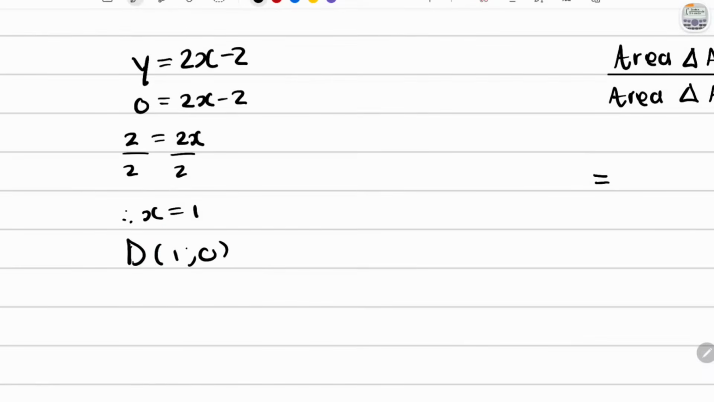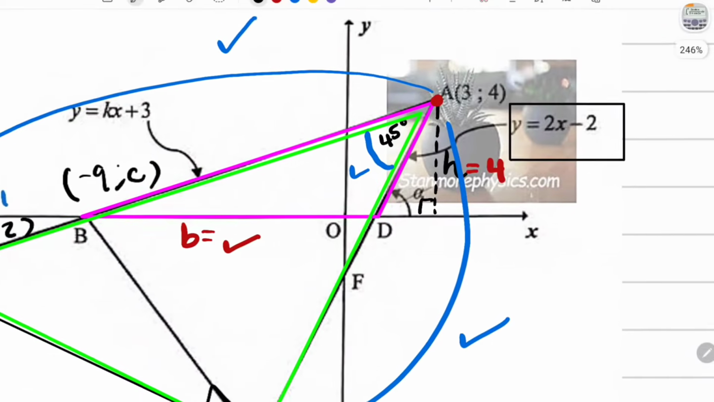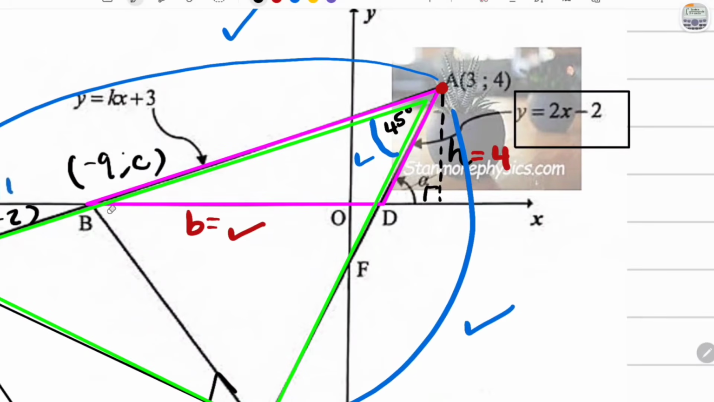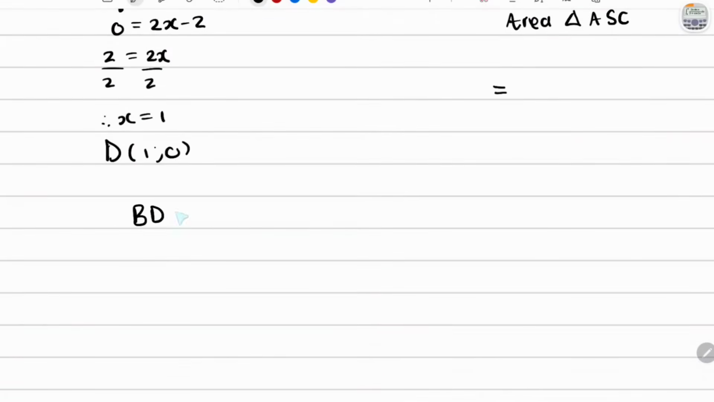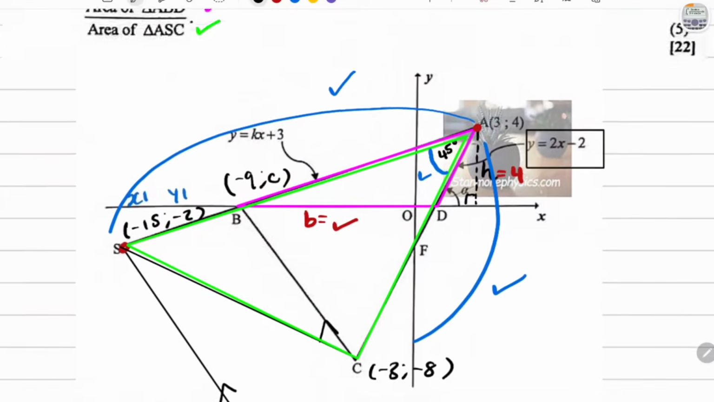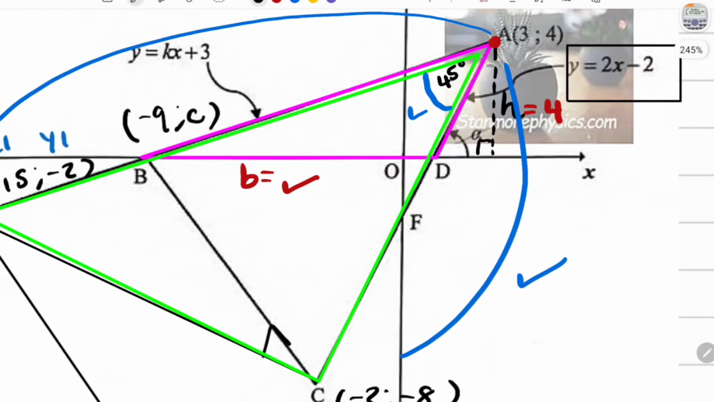It's (1, 0). So if D is (1, 0), what is the full length of the base BD? This is -9. This is 1. So it means you went 1 to the right and 9 to the left, a total of 10 units. You could have also said this: to find BD, you always have to say the bigger one minus the smaller one. Since this is 1 and 0, and this is the bigger number, you say x1 minus x2.